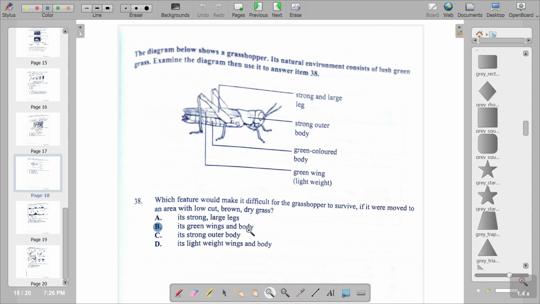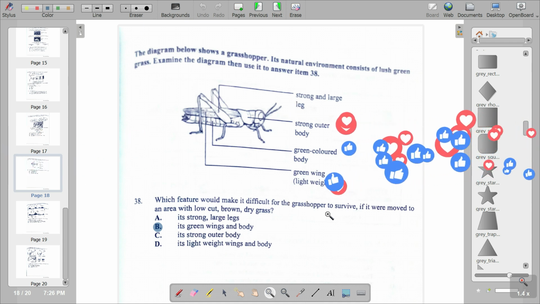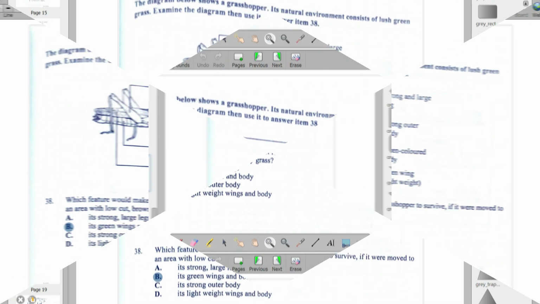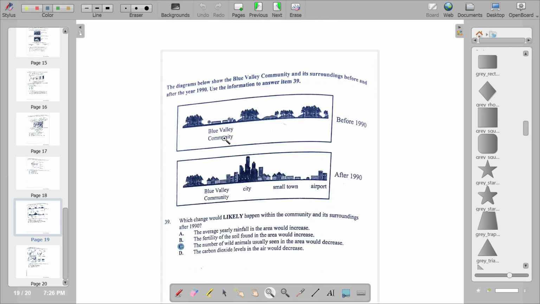Its green wings and light body, I think so, because if they move somewhere like dry brown grass, the predators would see it easily and catch it. That's why I chose its green wings and body, because it's going to stand out, right? Remember, the green would have blended in with the grass, but in brown grass, I think grasshoppers will be standing out. So I chose B. Let's move to the next one.